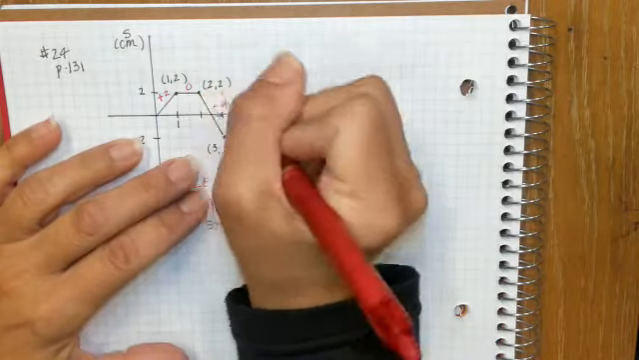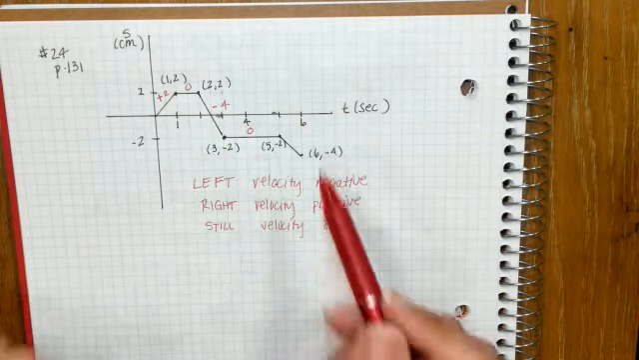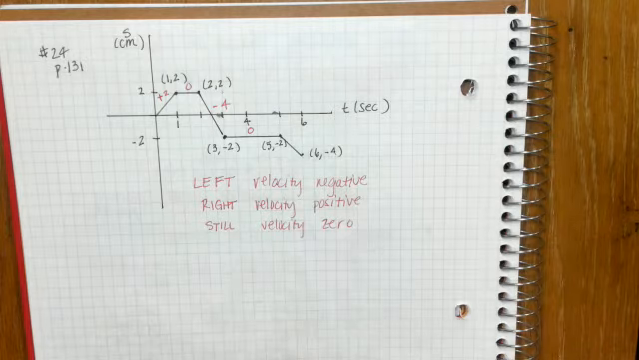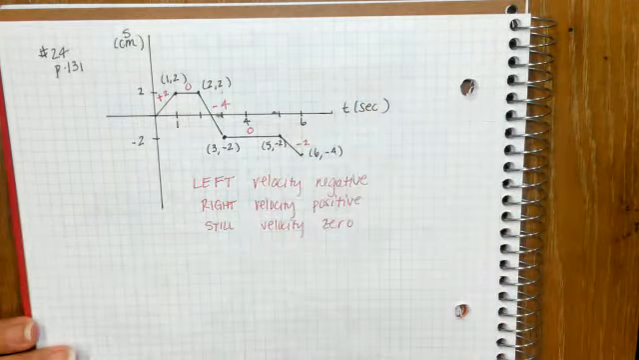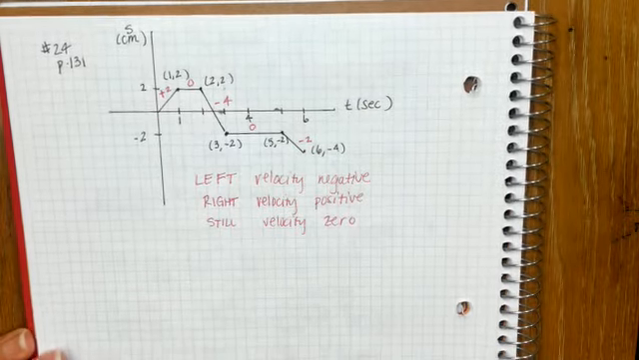How am I getting that? When you have 2 points, you can just frankly count rise over run. And then from the point (3, -2) to the point (6, -4), the slope is -2. Okay.